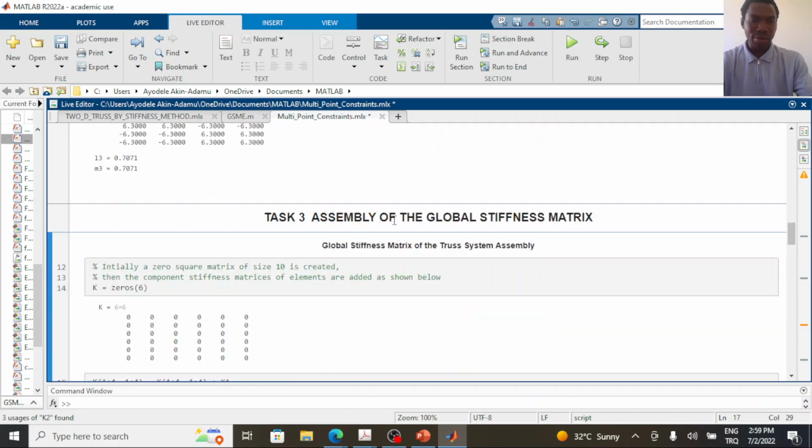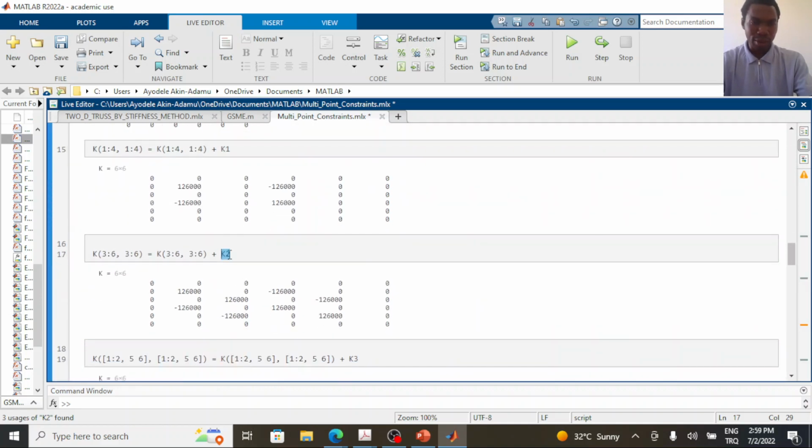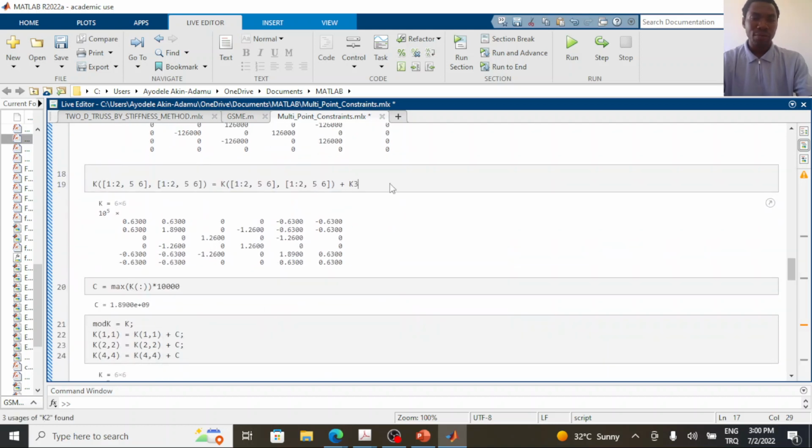So that's why in this MATLAB line of code, we have 3:6. This 3:6 means 3, 4, 5, 6. This 3, 4, 5, 6 is along the row, and the other 3, 4, 5, 6 is along the column. So you write this code, you repeat it on the left hand side, and on the right hand side, you add K2 to it. Do the same thing for K3. For K3, the degrees of freedom are 1, 2, 5, and 6.